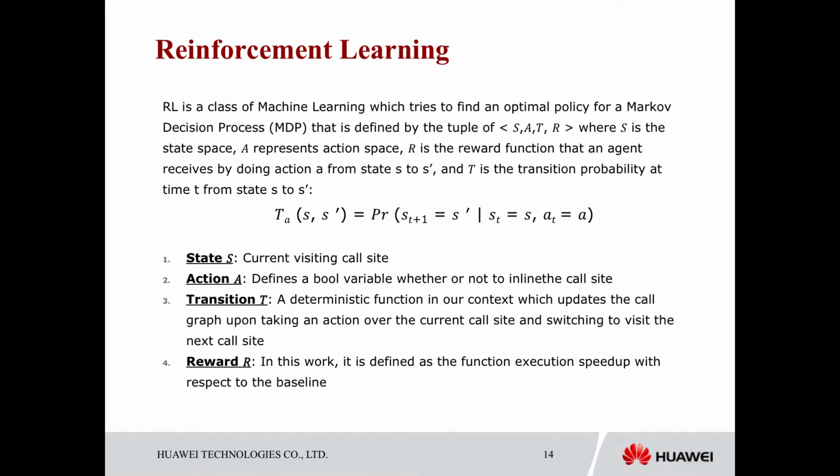Basically it uses a Markovian process, and it represents all of those states as some sort of action states, which in our case was the current visiting call site, and an action that transitioned from a state S to S prime. The transition T was a deterministic function in our context, for which when we update the call site upon each of those actions, it changes to visiting the next call. And the reward, as I mentioned, was generated by IR2Perf in this work, and was defined as function execution time with respect to its baseline, which was O3.